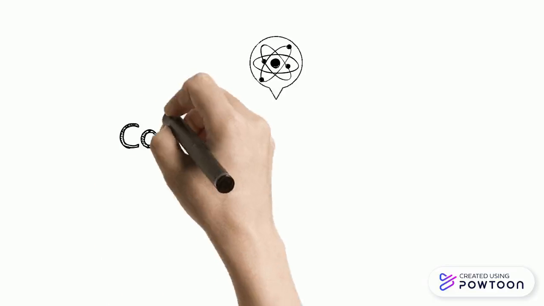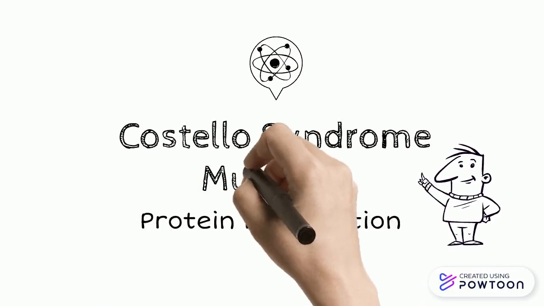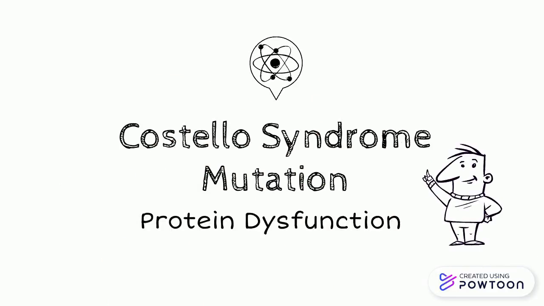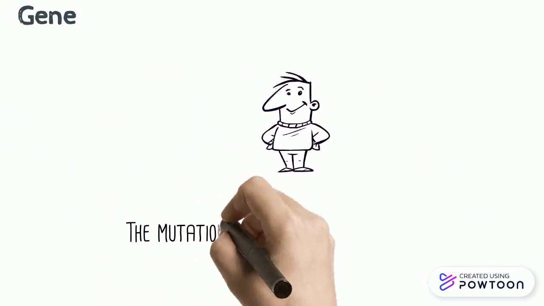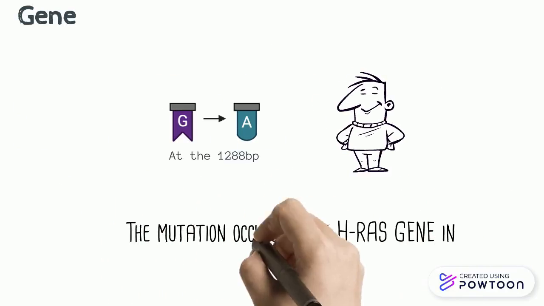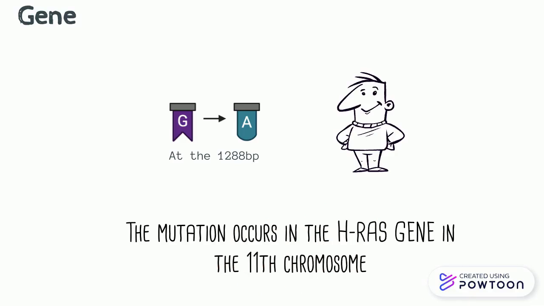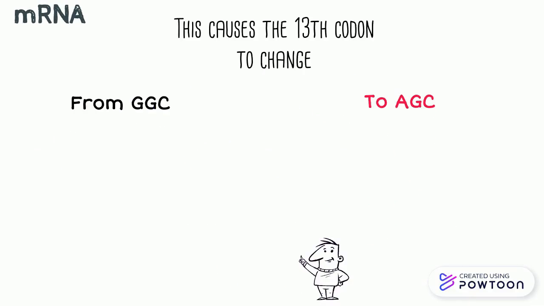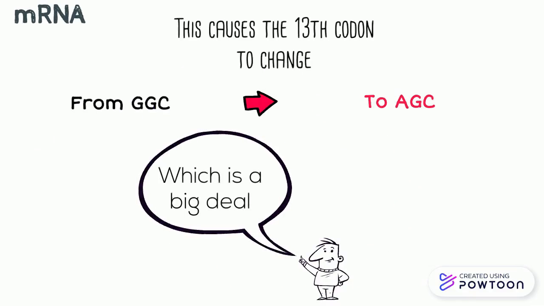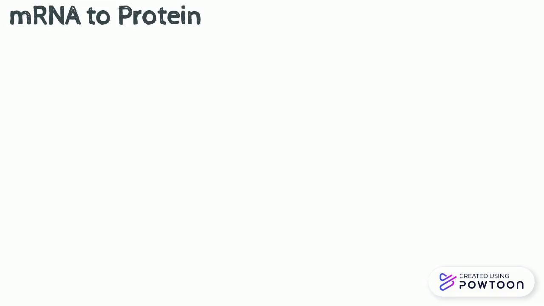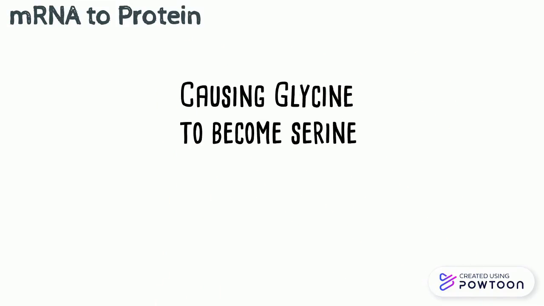Here is a short video on how a mutation can cause Costello syndrome. This mutation occurs randomly in the H-Ras gene. It is a guanine to adenine single base change. If not repaired by the cell, this will cause a change in the mRNA. This single base change causes glycine to become serine.